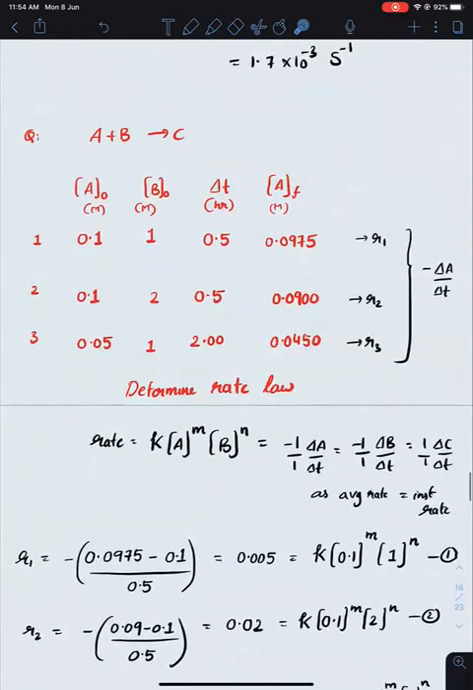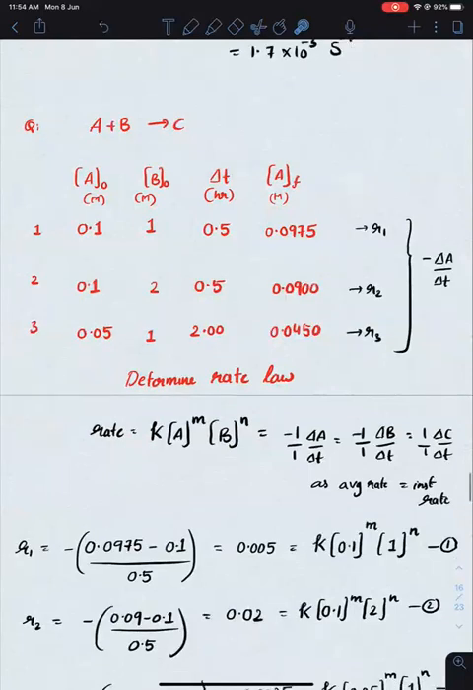In this particular question, there are three unknowns. The order with respect to A is an unknown, B is an unknown, and the rate constant. Hence, they have given you three data points. In this case, they didn't give you the rate. They have given you the final concentration of A. So first you need to find the rate and then substitute in the rate expression. Rate will be A final minus A initial upon delta T. Delta T is also given, everything is given.